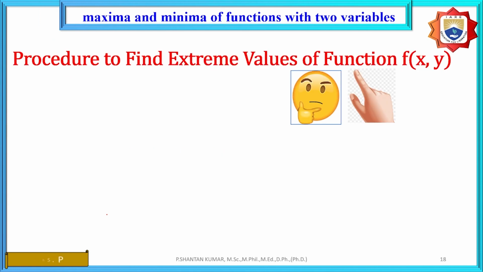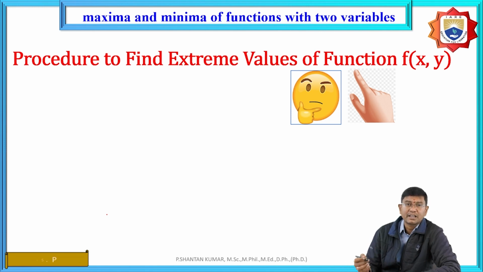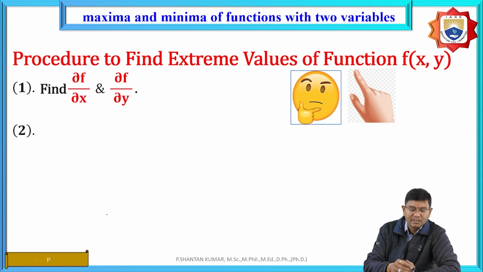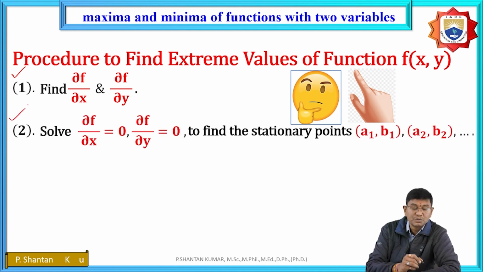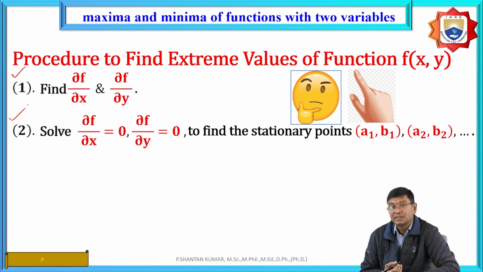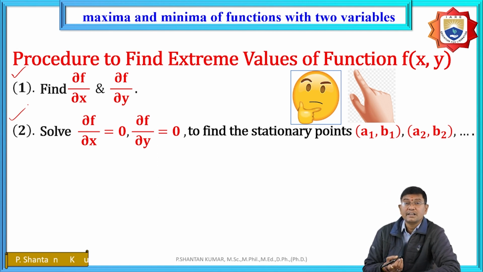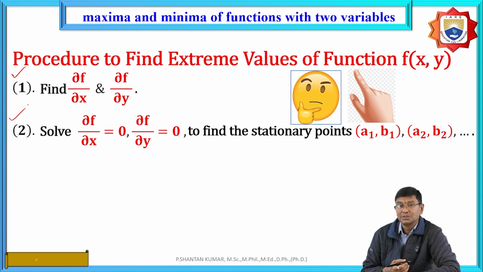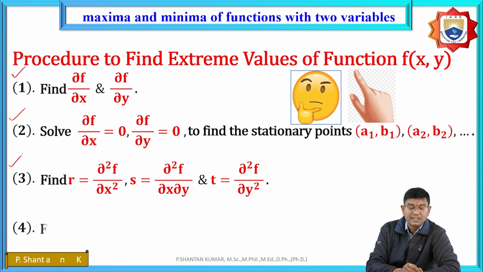Here is the procedure to find the extreme values, that is, the maxima or minima. What is the working rule here? We are going to discuss that now. The function is f of x comma y. First, we need to find fx and fy, the derivatives with respect to x and y. Second, find the stationary points. The stationary points are calculated by equating fx equal to 0 and fy equal to 0. Next, we need to find r, s, t.